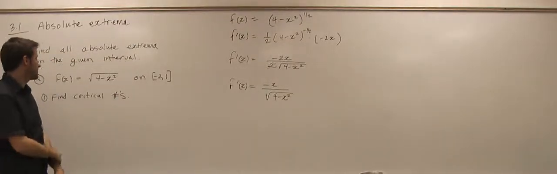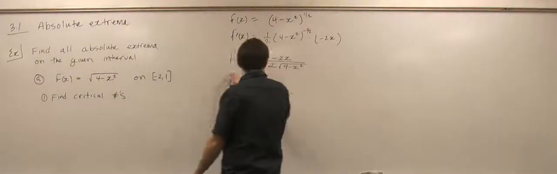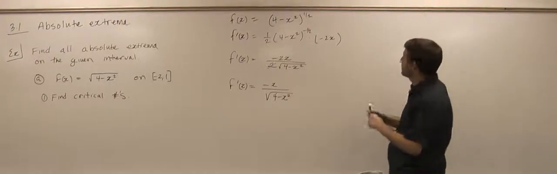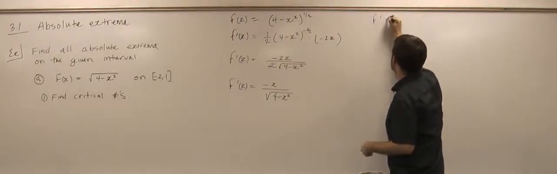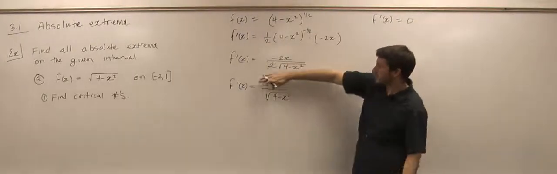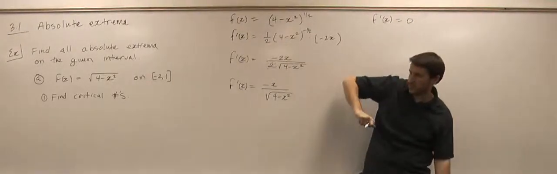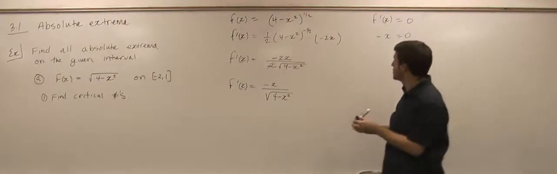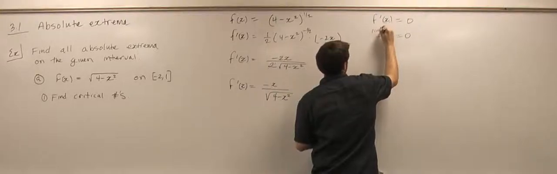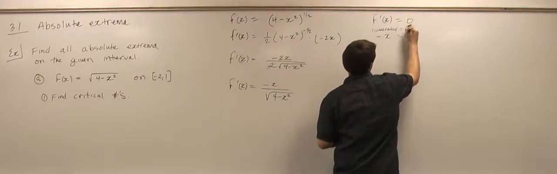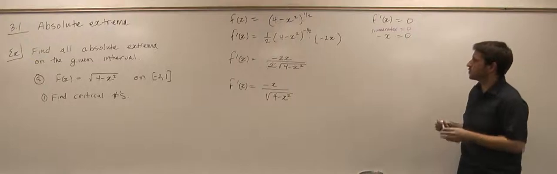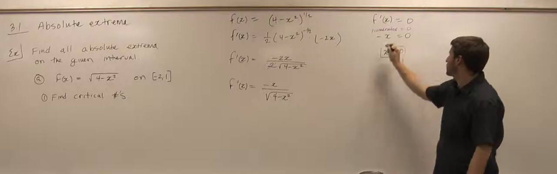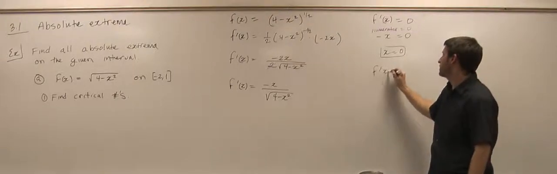So my critical numbers come from setting the derivative equal to 0 or figuring out where the derivative is undefined. So if I want to set my derivative to 0, what do I focus on? The numerator, right? A fraction can only be 0 if the numerator is 0. So you do negative x equals 0. Set your numerator to 0. And that gives you x equals 0 as one of your critical numbers. Then I also have to worry about where f prime of x is undefined.